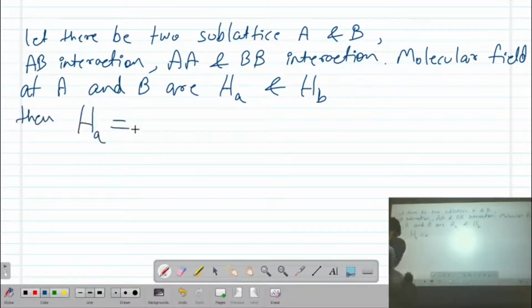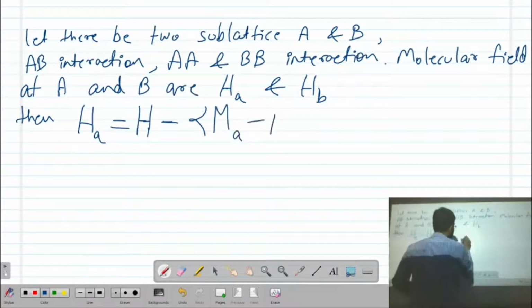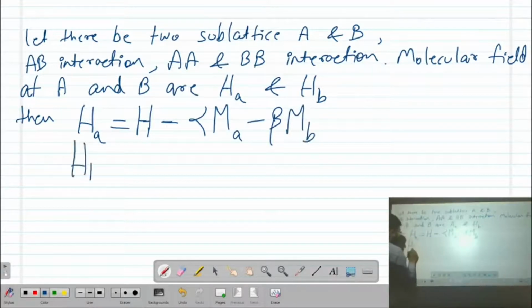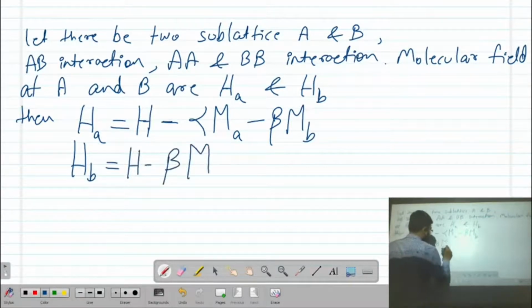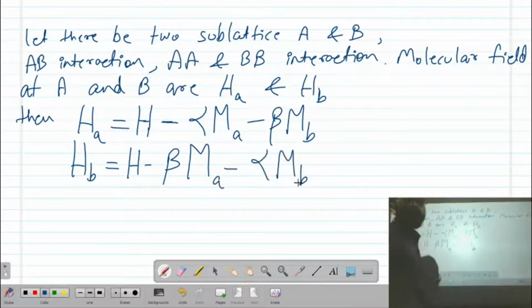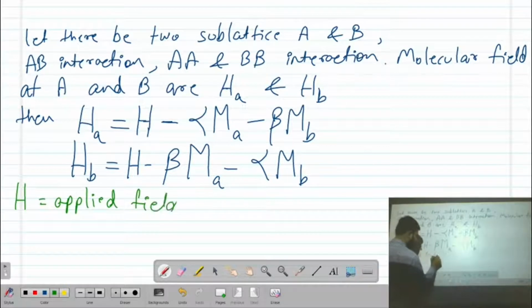H of A will be equal to H minus alpha M of A minus beta M of B. And similarly, H of B is equal to H minus beta M of A minus alpha M of B. Over here, this H is nothing but the applied field.